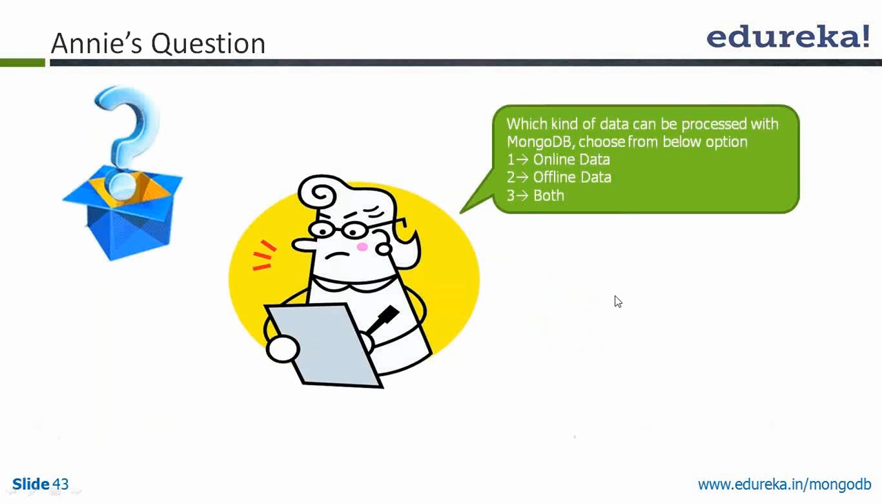So, good question. Which kind of data can be processed with MongoDB? Choose from the options below: online data, offline data, or both?